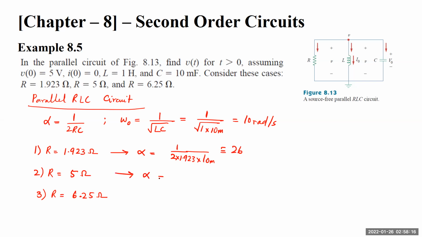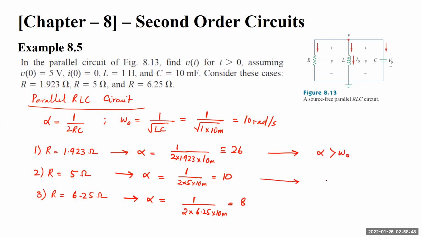In the second case, alpha is equal to 1 by 2 into 5 into 10 milli. This value of alpha comes out to be 10. And in the third case, alpha is equal to 1 divided by 2 multiplied by 6.25 multiplied by 10 milli. So in the third case, my value of alpha is equal to 8. Okay. So in the first case, we see that alpha is greater than omega naught. In the second case, alpha is equal to omega naught, and in the third case, alpha is less than omega naught.